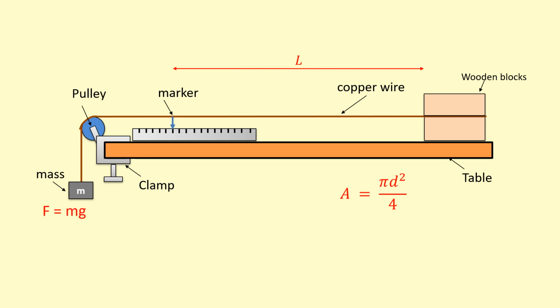And that is going to cause it to extend. So when we apply this weight, watch, the marker is going to stretch. Okay, so you can see it's stretched now. We've got an extension, so we can record the marker's position before and after and get the extension from that. Then we can just put these numbers into the Young's modulus formula to calculate the Young's modulus of copper.